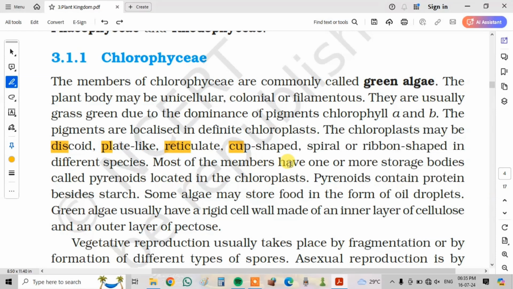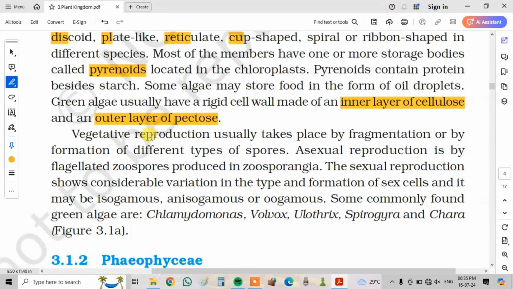Most of the members have one or more storage bodies called pyrenoids located in the chloroplast. Pyrenoids contain protein besides starch. Some algae may store food in the form of oil droplets. Green algae usually have a rigid cell wall made up of an inner layer of cellulose and an outer layer of pectose. Vegetative reproduction usually takes place by fragmentation. Asexual reproduction is by flagellated zoospores produced in zoosporangia.